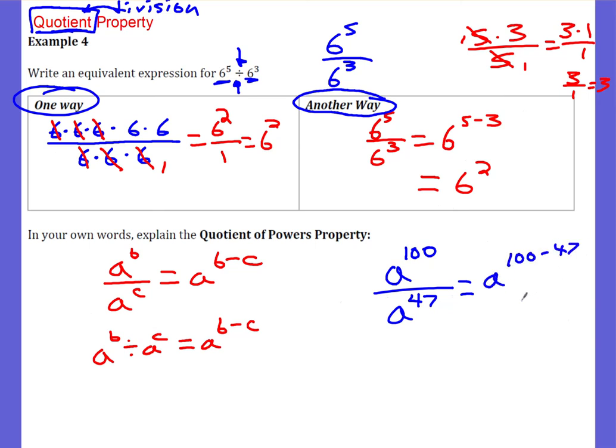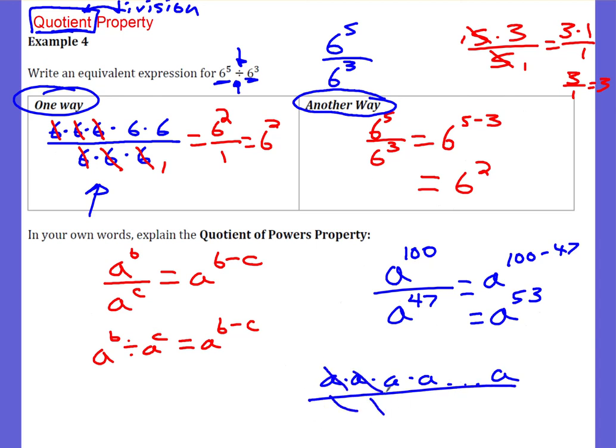And what I get from that, 100 minus 47, that gives me 53, a to the 53. So didn't have to go through all of this really hairy process of writing a times a times a times a all the way till I got 100 a's and then writing out 47 here and individually canceling them all out. I can just use this quotient property here, simplify that exponential right on down.